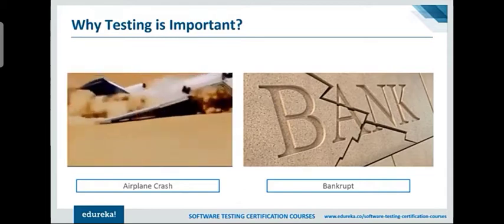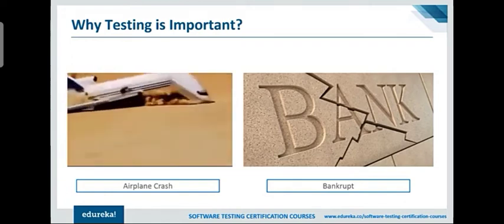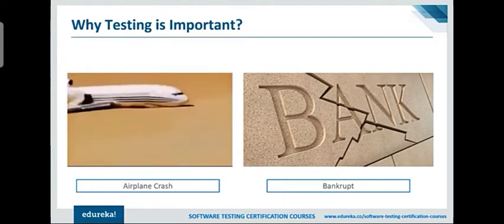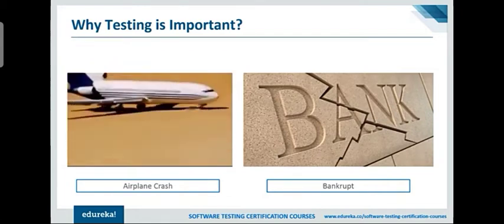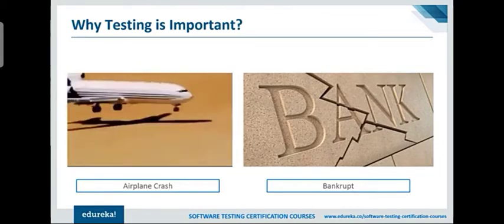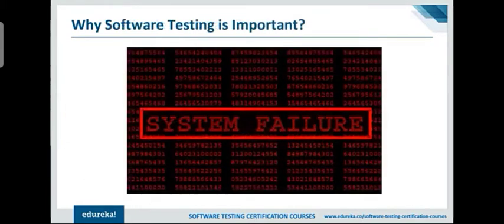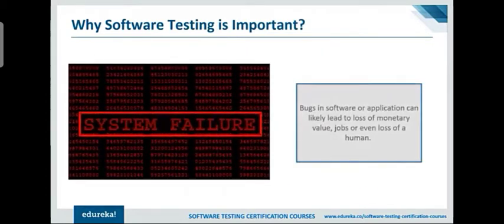For example, you can see here the airplane crash and the bankrupt. Why is it happening? Just because the system was not tested properly before it was launched. And that's why we say testing is important. Else, it might lead to a loss of monetary value, jobs, or even loss of a human. And these are the examples of untested software that becomes hazardous. So software testing plays a significant role in testing a software or a system. If the bugs or defects are not properly removed from the system, it might lead to system failure. And that's why testing is important.